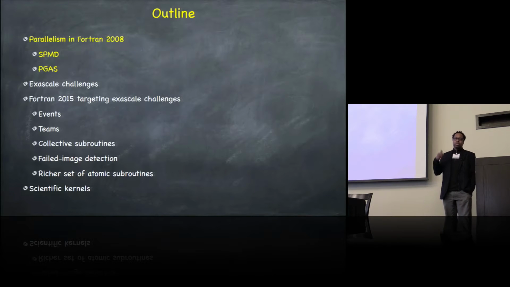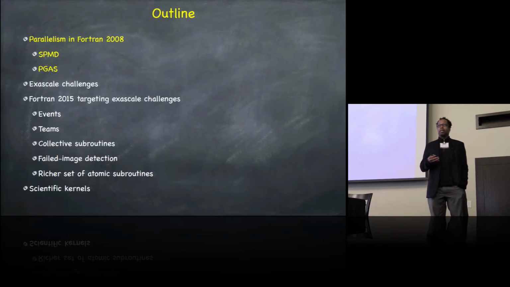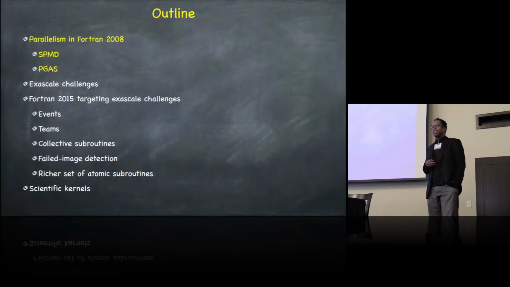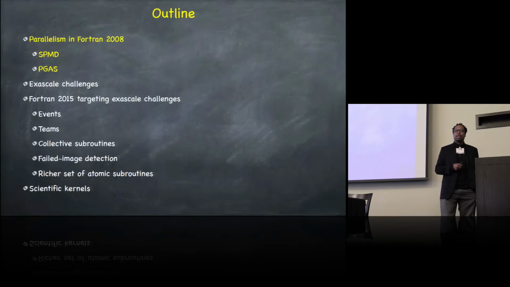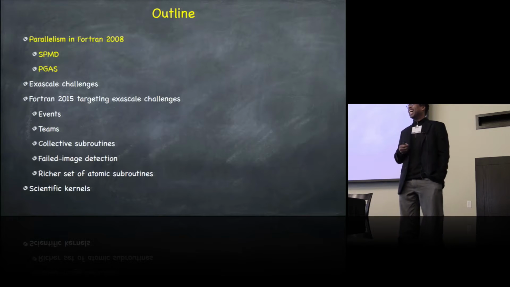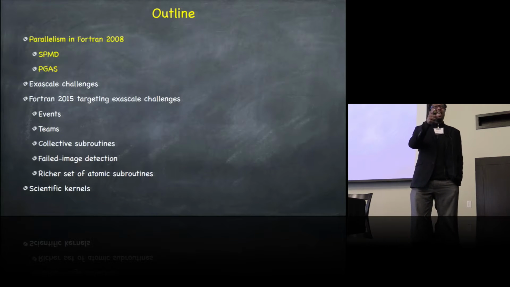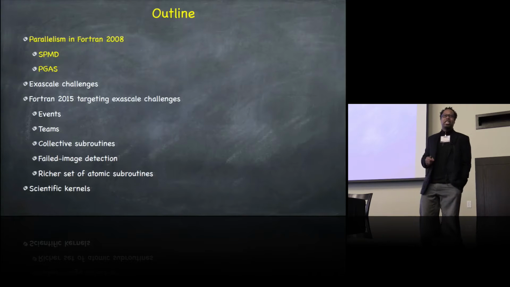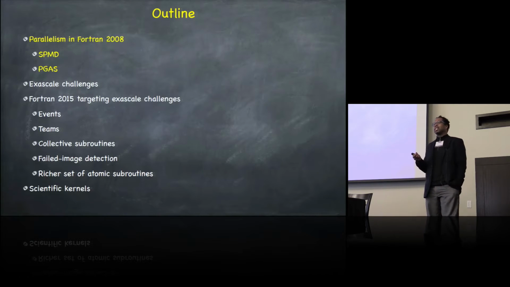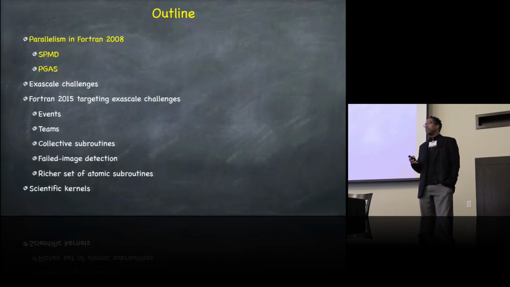Oftentimes in tutorials, I'll start out by asking people if anyone knows what the shortest standard conforming Fortran program is. Anybody have a guess? Those of you who've written some Fortran? The shortest standard conforming Fortran program, in lines or characters? Characters. I think somebody said it. Yes, it's just the keyword end. Now, what's the shortest standard conforming parallel Fortran program? It's a trick question. It's essentially the same thing because Fortran is now a parallel programming language.